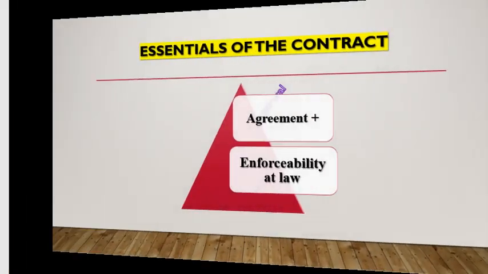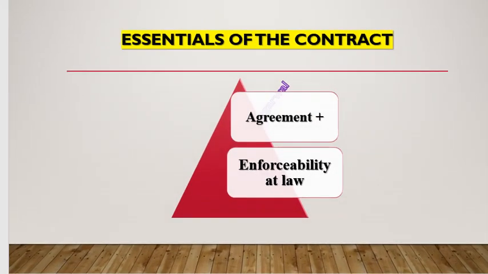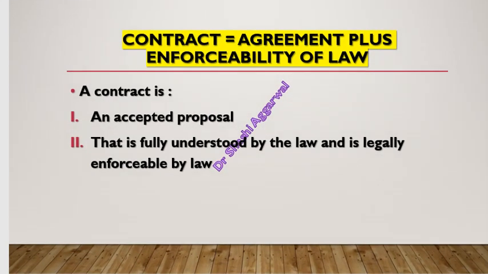So, what are the essentials of the contract? It should be an agreement: one party should make an offer, and the other party should accept it. And the second thing is the parties should have the intention to create a legal relationship, so it should be enforceable at law. So, contract is an agreement plus enforceability by law. Contract is an accepted proposal that is legally enforceable by law.